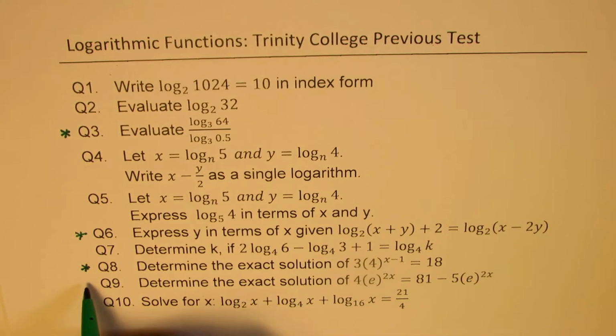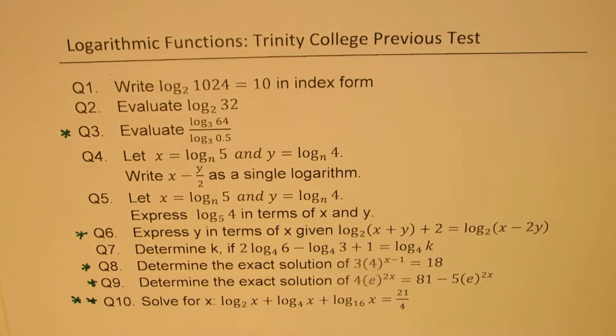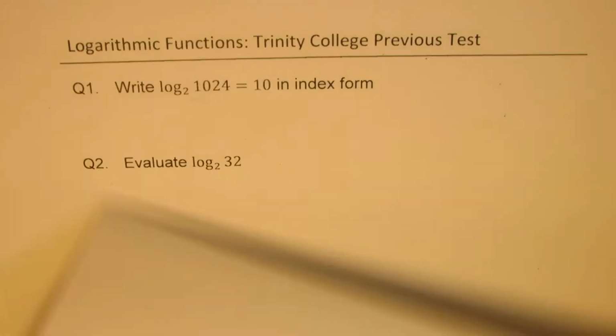It is similar to the previous one, and the last one here is: solve for x. Log to the base 2 of x plus log to the base 4 of x plus log to the base 16 of x is 21 over 4. So that is the toughest question in this group. So I hope you find these questions interesting and useful. Now let's take their solutions one by one.